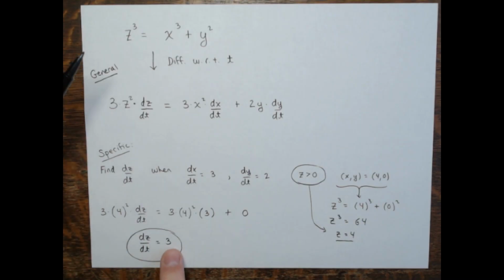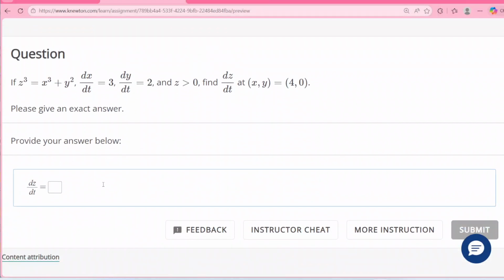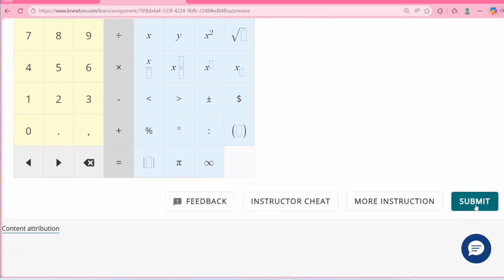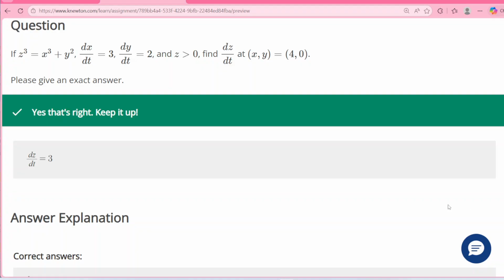All right, but still, we're finding the value of 3 again there. Please understand that they're not all going to be 3. It just so happened for these couple problems in a row, the value of dz over dt was 3. It's not always going to be that way.